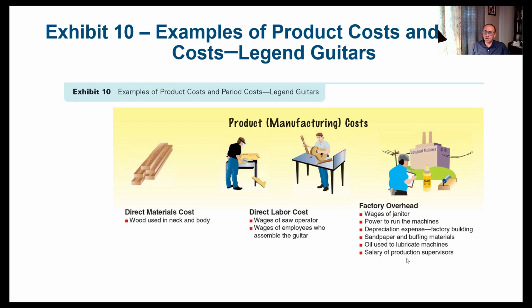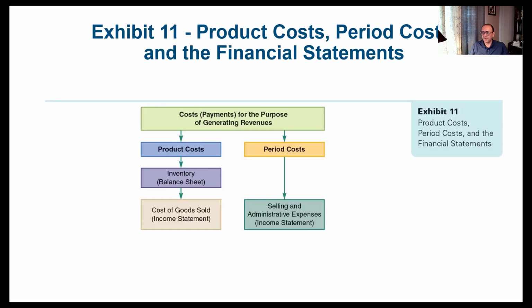Then we have on the other side the period costs. These are costs that are related again to the period, the time frame where this is going to happen. So things that are not really directly tied to the product. We have here the selling and administrative expenses, and these are considered to be period costs. So one more time, all the costs or payments for the purpose of generating revenues, that's part of what we need to consider in any business.